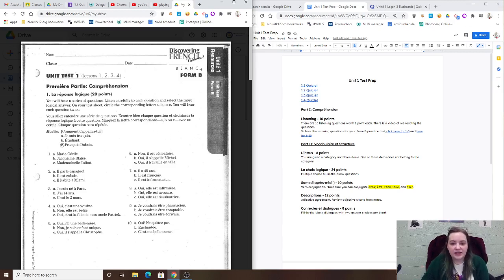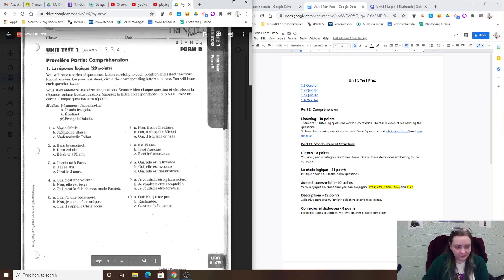So let's jump over to the quiz prep document. I've linked all of your Quizlets for all 4 lessons from this unit. And just like always, I've broken everything down into categories. Part 1 is listening, just like it has been on every quiz so far. For this one, there are 10 questions. They are not the conversation ones. It's just one question, and you choose an answer from 3 options. As you can see here, those are what your 3 options will look like for the most part.